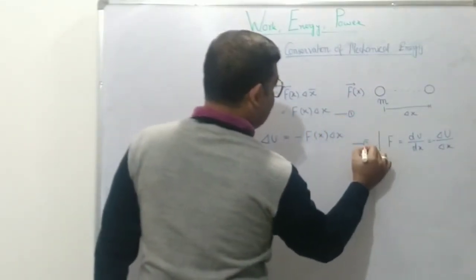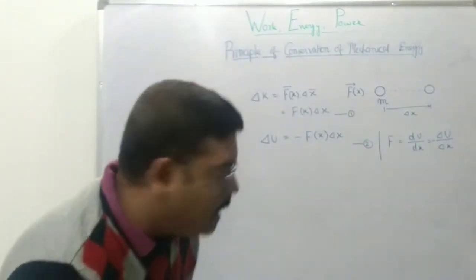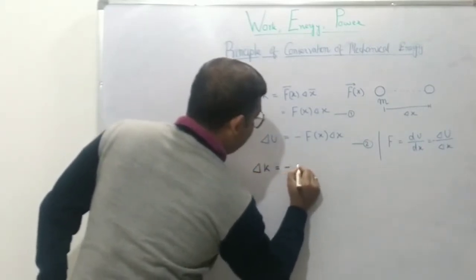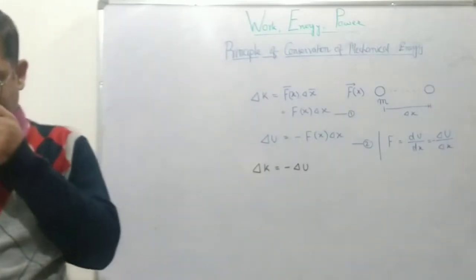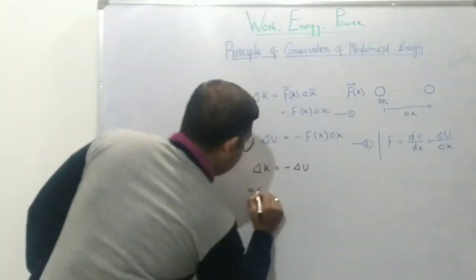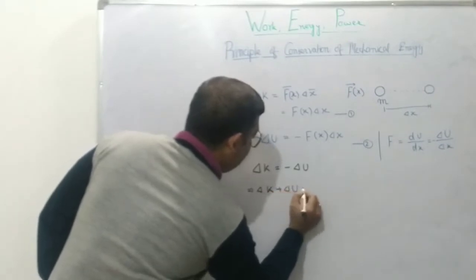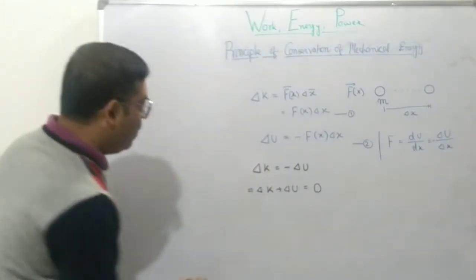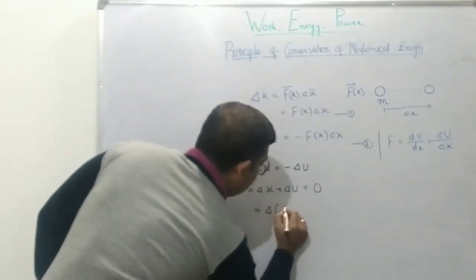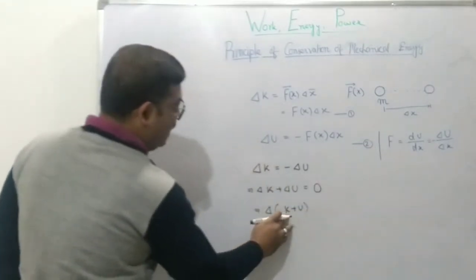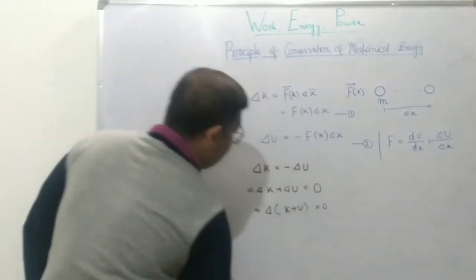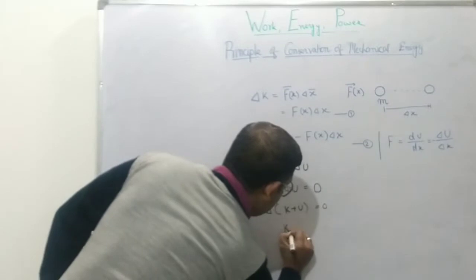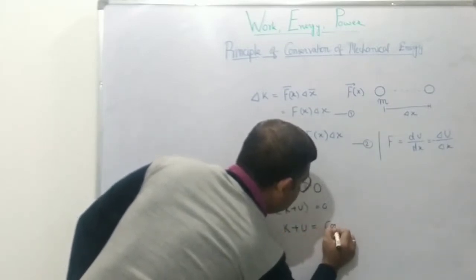Which means that if these are equations 1 and 2, it simply means that delta K, change in kinetic energy, must be equal to negative of change in potential energy, right? Or we can say that delta K plus delta U, so change in kinetic energy plus change in potential energy of the object will be 0. Or taking delta common, delta of K plus U will be 0. So change in kinetic plus potential energy being 0 simply means that the sum of kinetic energy plus potential energy is a constant.